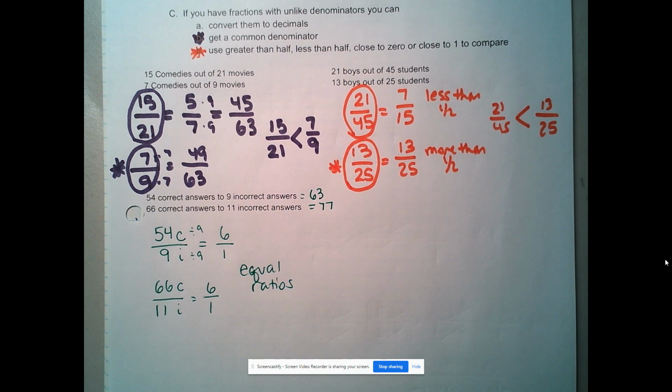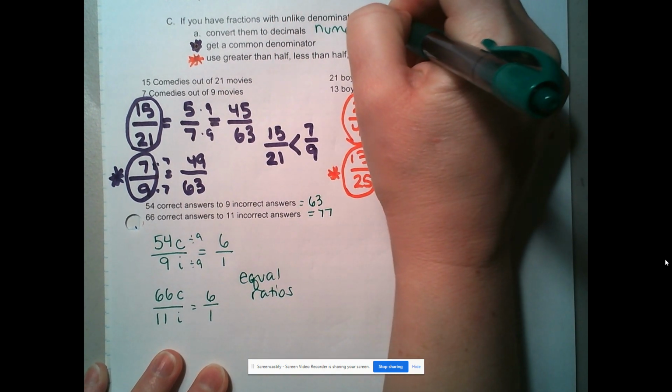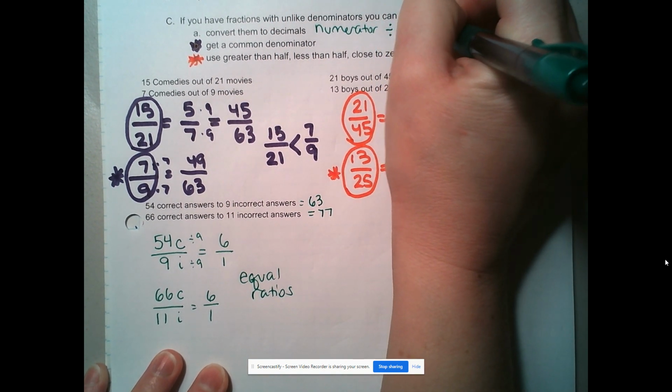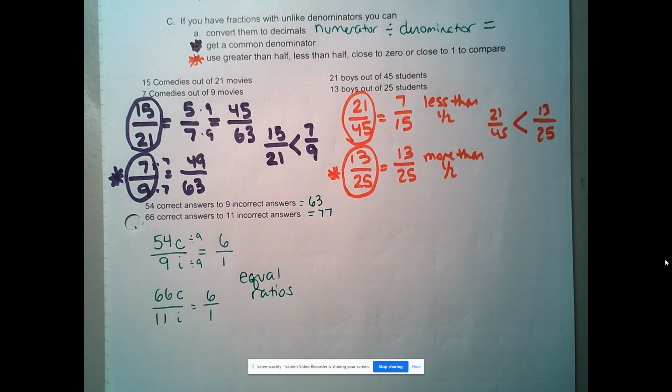The last strategy that's there: convert them to decimals. You can always do that by doing the numerator divided by the denominator. And that will always give you a decimal version of your fraction.